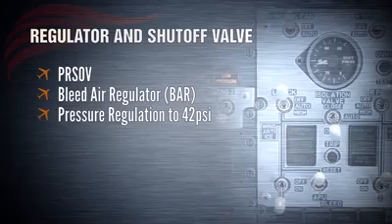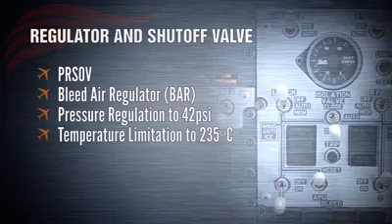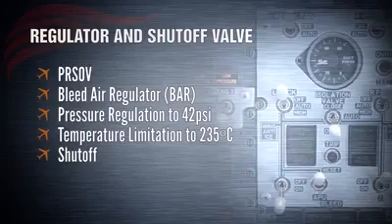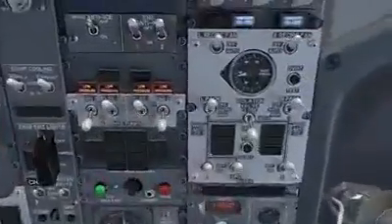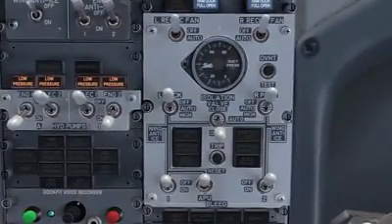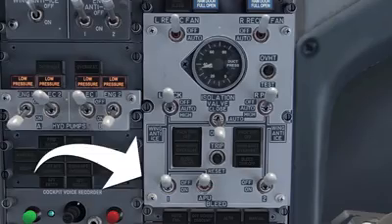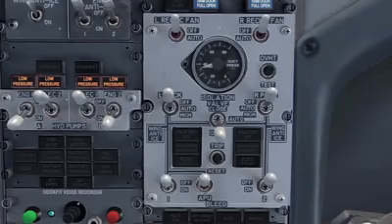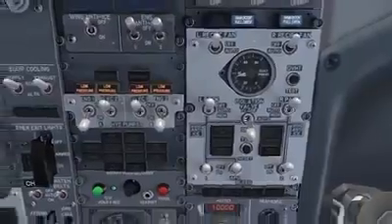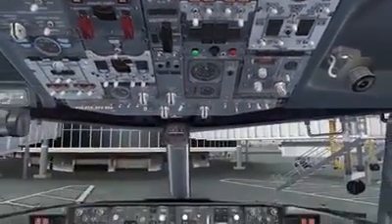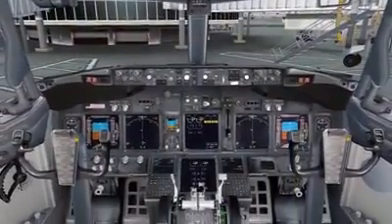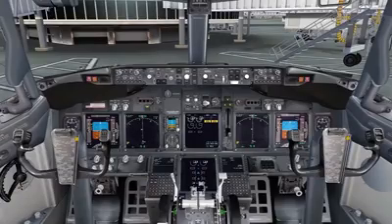The PRSOV essentially performs the following functions: bleed air pressure regulation to a nominal value of 42 psi, bleed air temperature limitation to about 235 degrees Celsius by means of a thermostat and pre-cooler, and bleed air shutoff. The engine bleed air switches are located in the forward overhead panel and have two positions. On opens the related engine bleed air shutoff valve when engines are running, and off closes the related engine bleed air shutoff valve.